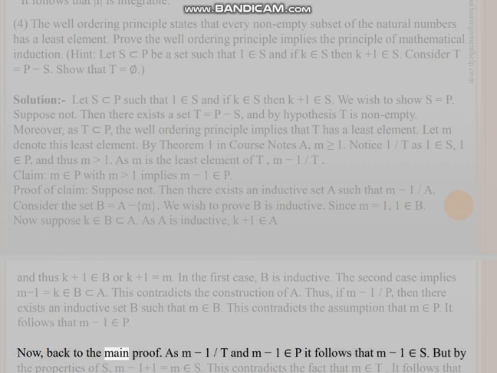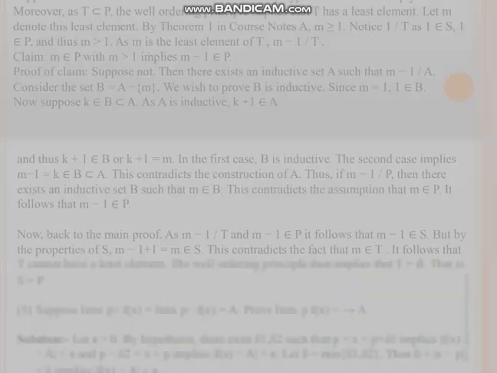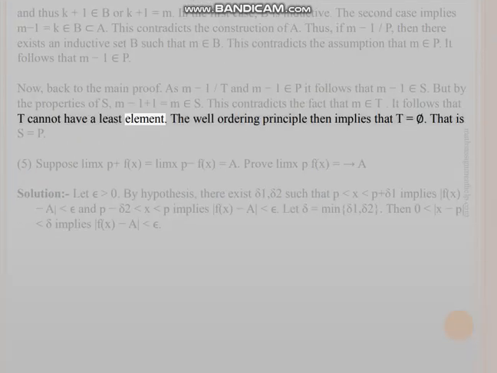Now, back to the main proof. As M minus 1 is not in T and M minus 1 is an element of P, it follows that M minus 1 is an element of S. But by the properties of S, M minus 1 plus 1 equals M is an element of S. This contradicts the fact that M is an element of T. It follows that T cannot have a least element. The well-ordering principle then implies that T equals the empty set. That is, S equals P.